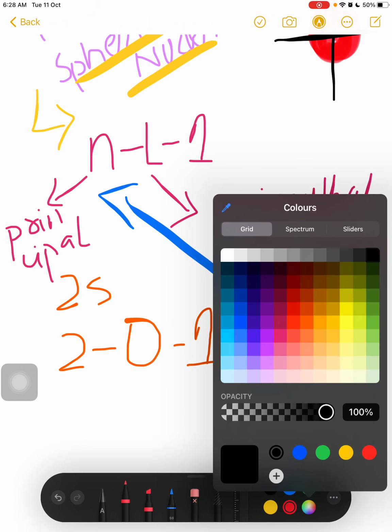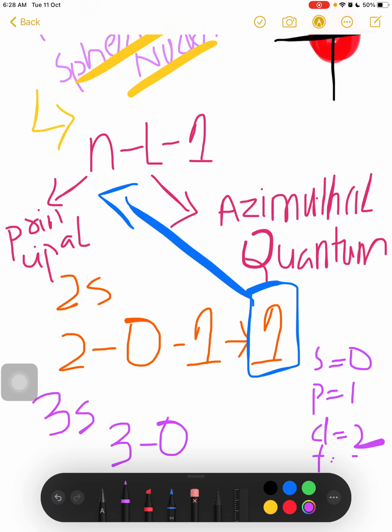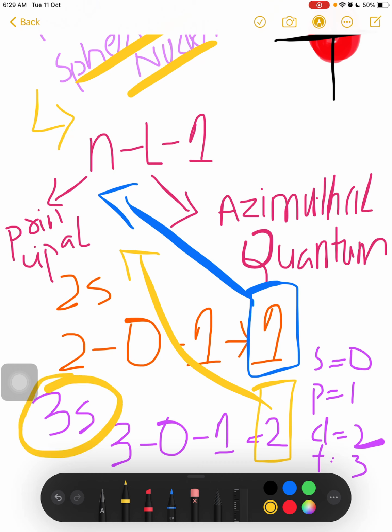Now let's find out how many nodes there are in 3s, right? So the shell number is 3, minus l, the azimuthal quantum number, which is 0. Like for s it is 0, p it is 1, d it is 2, and f it is 3, right? And minus 1. So 3 minus 0 is 3, 3 minus 1 is equal to 2. So there are two spherical nodes in 3s. In 2s there is only one node which is spherical, but in 3s there are two.